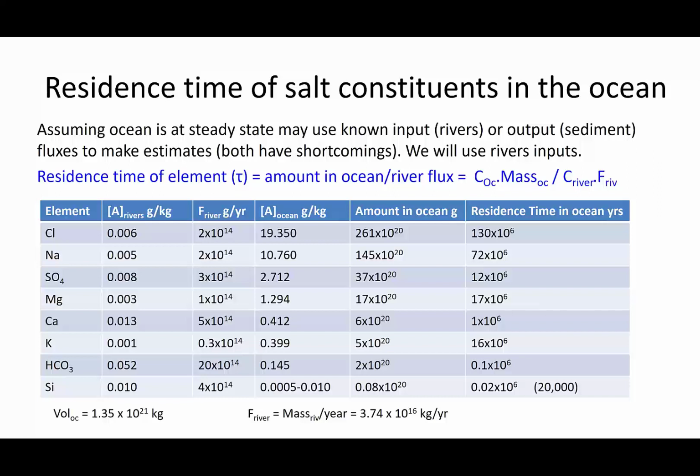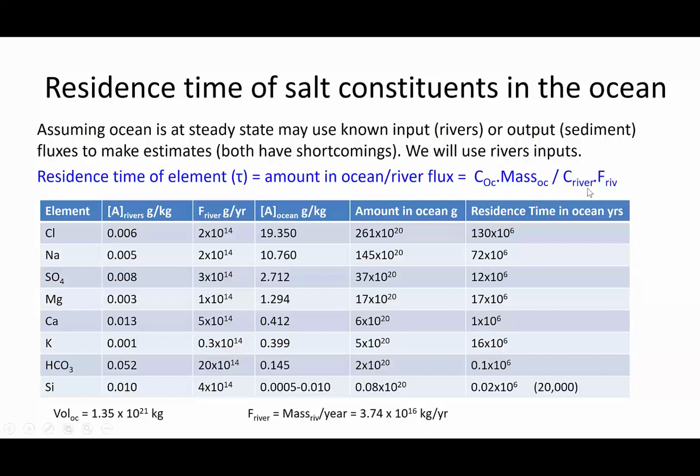So here we are, we're going to use the rivers. And so the residence time of an element, tau, is going to equal the amount of that element in the ocean divided by the river flux into the ocean. To make the calculation, we use the concentration of a particular element in the ocean times the mass of the ocean. So that gives us the total amount of that element in the ocean. Then we have to divide that by the river flux into the ocean.